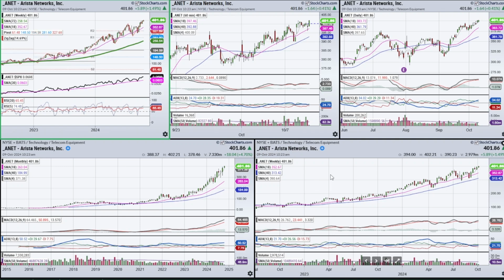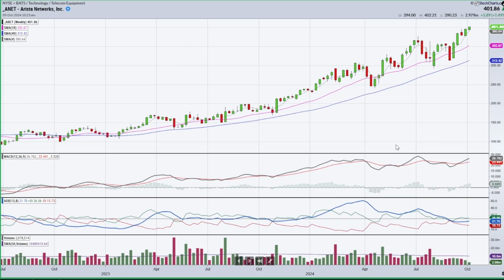Okay, ANET. All right, so the question here is about the momentum divergence that was developing. We had a new high here relative to this peak, and this had not made a new high yet. It still hasn't. And the ADX is sort of the same way, right? It's way down here, even though this is broken out. So what I call this is potential divergence. It's not confirmed divergence.